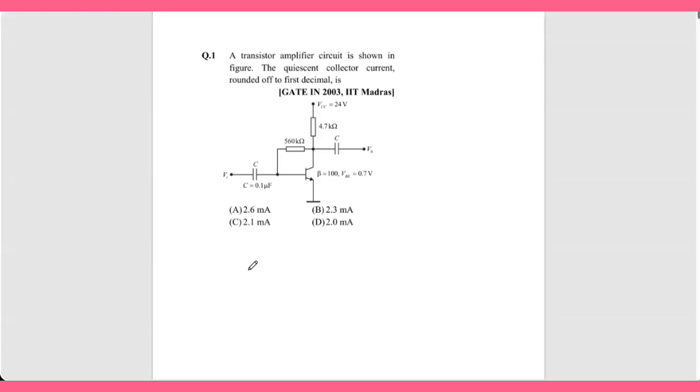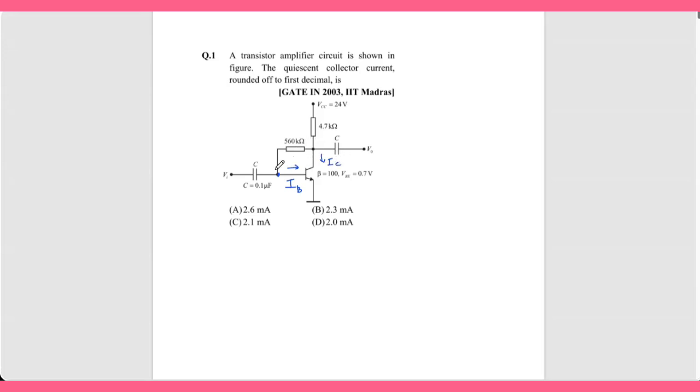Quiescent means we have to find out the DC current. This is an AC amplifier, so this capacitor will not allow DC to enter. So we need not consider the input here, because in DC the input is AC, and therefore there won't be any DC component here. This current is IB. This current is IB. This current is IC.